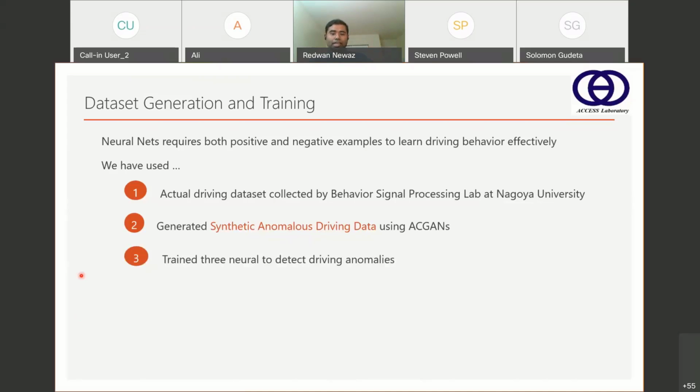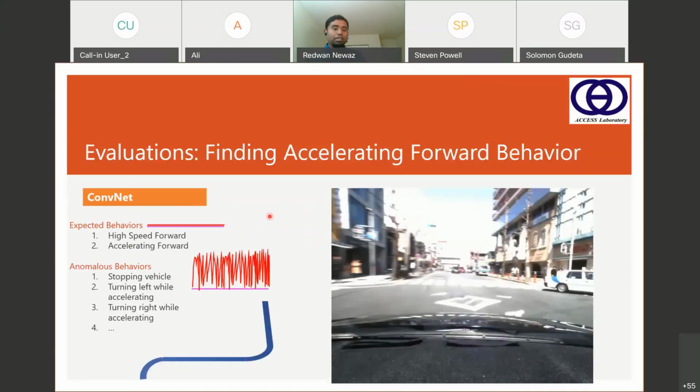To remind you again, we have this data set collected by the Behavior Signal Processing Lab from Nagoya University. On the other hand, we have generated synthetic anomalous data using the ACGAN architecture that I have mentioned earlier. And then we train three deep neural networks that I mentioned earlier to learn the naturalistic driving behavior data. And let's see how the network learns the naturalistic driving behaviors, whether they can learn it or not.